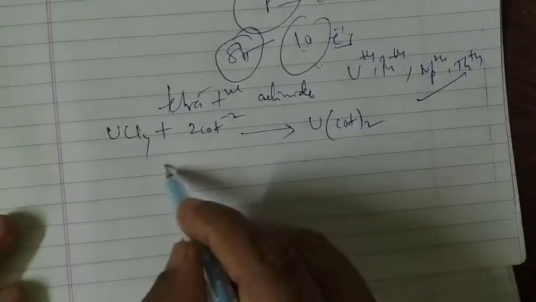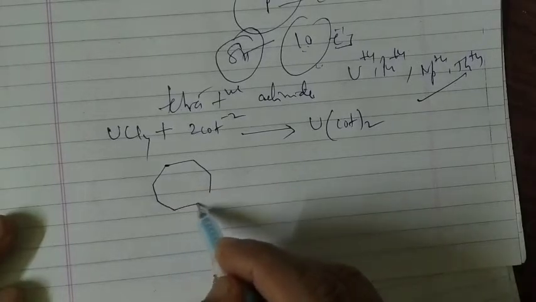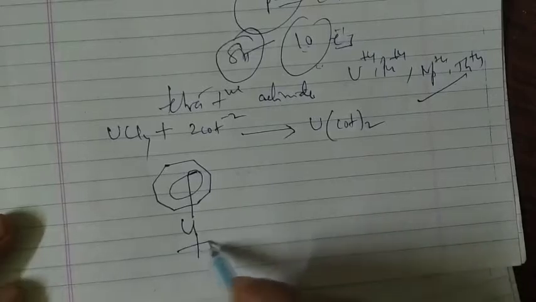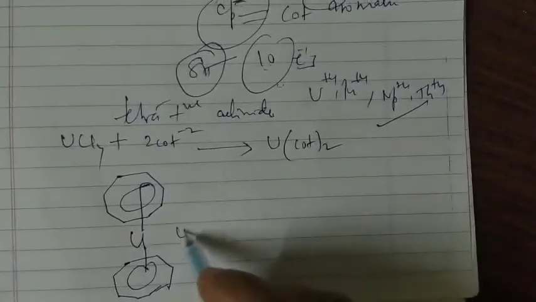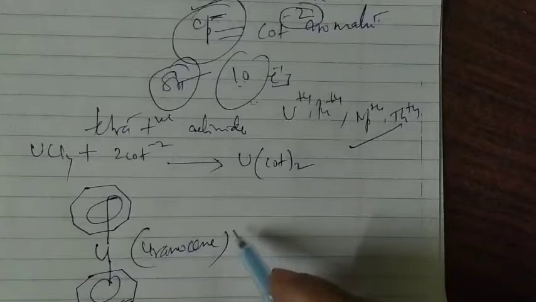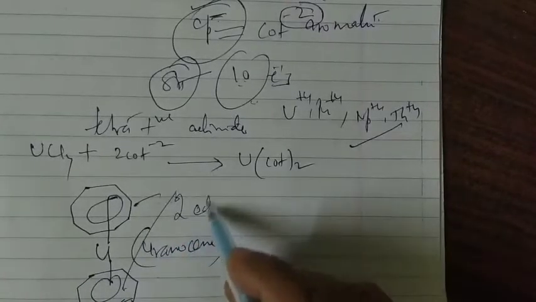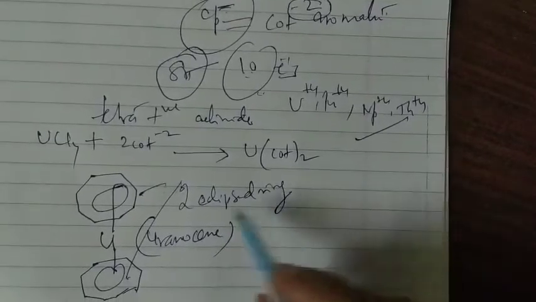So I can draw it like this: 1, 2, 3, 4, 5, 6, 7, 8. So like this, uranium here, and again 1, 2, 3, 4, 5, 6, 7, 8, like this. You can draw it, and this is called uranocene. This is also a metallocene; this one is called uranocene, where you can see two eclipsed rings, and in between them uranium is there.